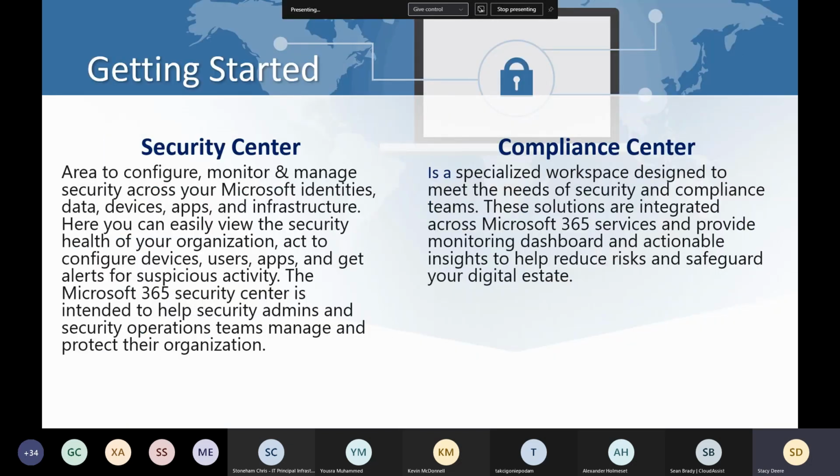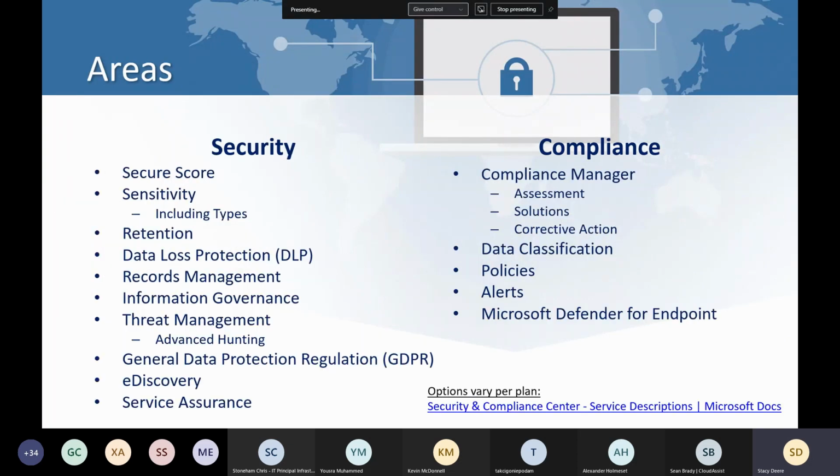Okay, so two of the main areas we're going to talk about are the security center and the compliance center. The security center is where you configure. This is where you've identified your governance, and this is where you're going to configure all your governance to make sure that stuff's working. And then the compliance center is the area that manages it all, gives you the dashboards, gives you the reports, and provides you information so that you can keep reducing the risks and continue to keep your environment secure.